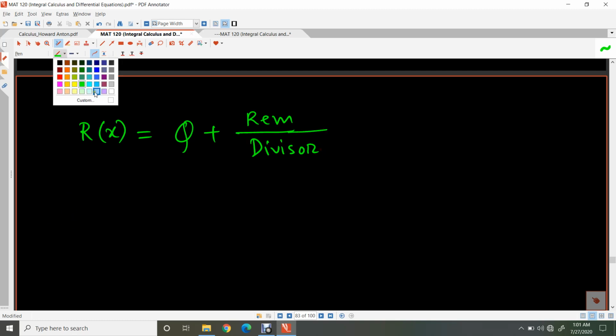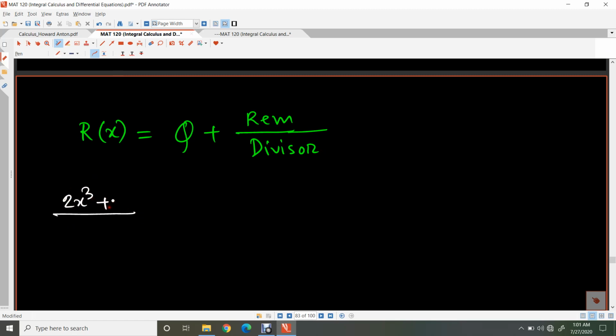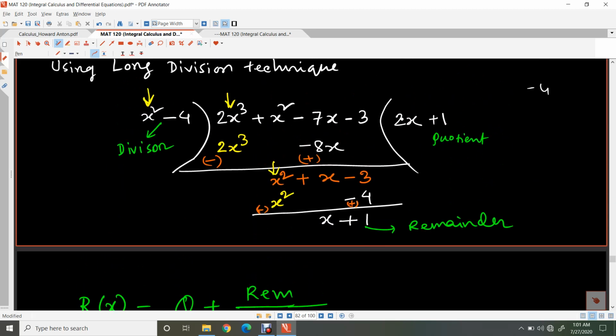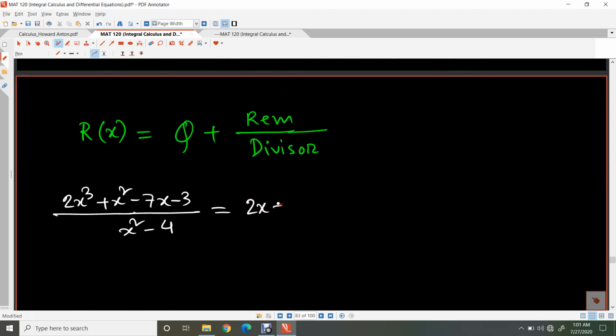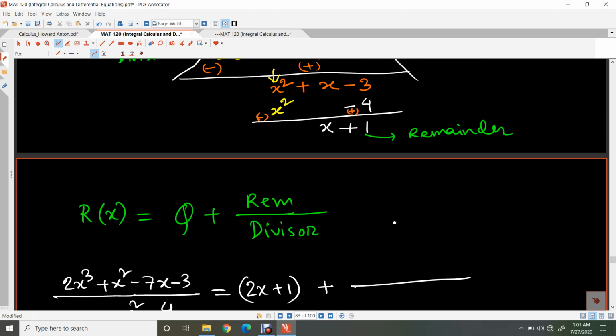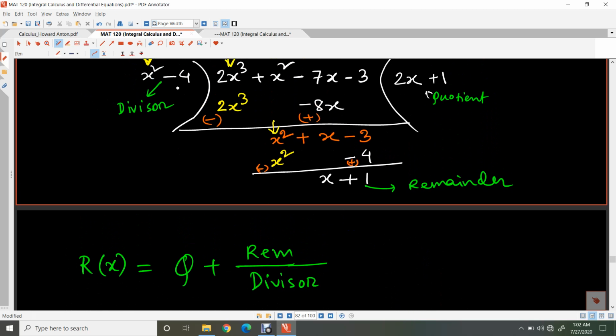So r of x is equal to 2x cubed plus x squared minus 7x minus 3 over x squared minus 4, equal to, so what result have we found for the quotient? The quotient, this is q, 2x plus 1. So let's write 2x plus 1 plus, this is our quotient, plus a remainder. So what is our remainder here? It is x plus 1. And what is our divisor? x squared minus 4.